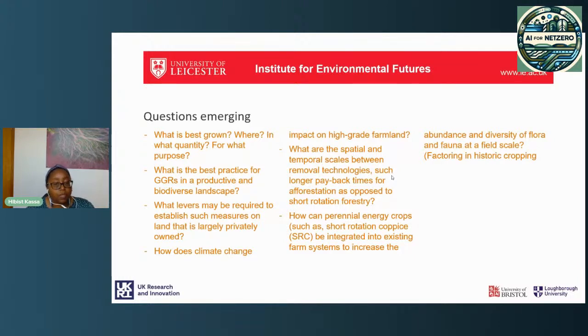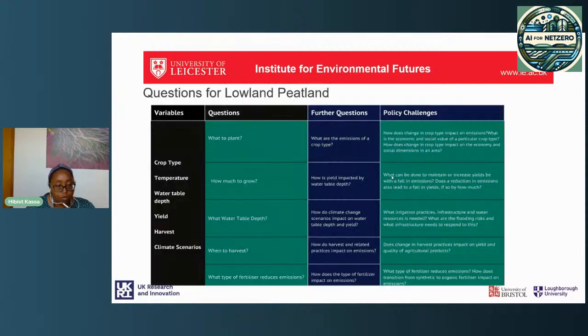What are the spatial and temporal scales that play out in terms of short rotation forestry? This doesn't have direct bearing on the project, and the other has to do with energy crops, which also doesn't have direct bearing on the project, because in the fens it's largely vegetable crops that they're producing. So what questions have been input into the digital twin?